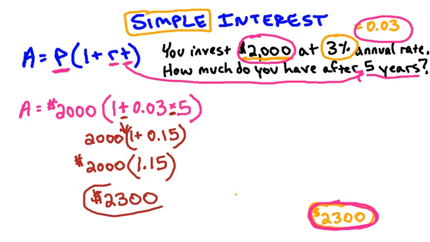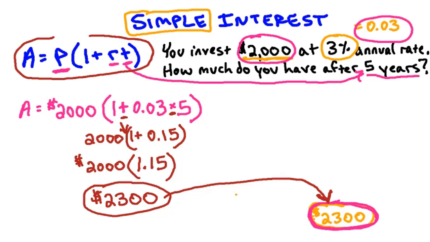Now, is that the same amount as when we did it all out by hand manually? Yes, it is. It's still $2,300. So as you can see, this simple interest is just a shortcut formula to that long way of me figuring out how much interest you're going to have after 5 years. It's going to be $2,300 if you invest $2,000 at 3% annually for simple interest.